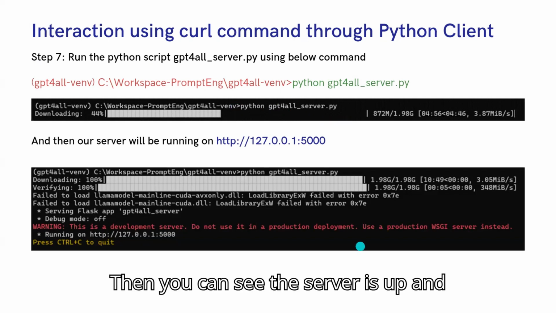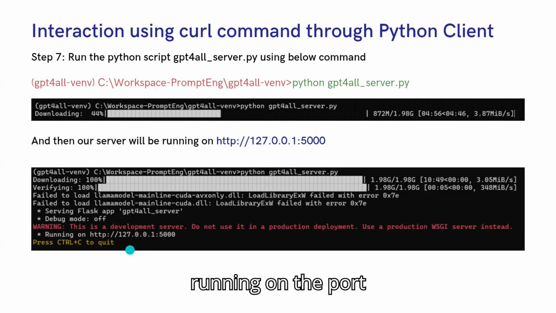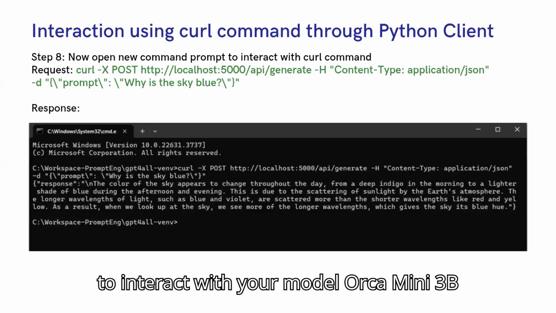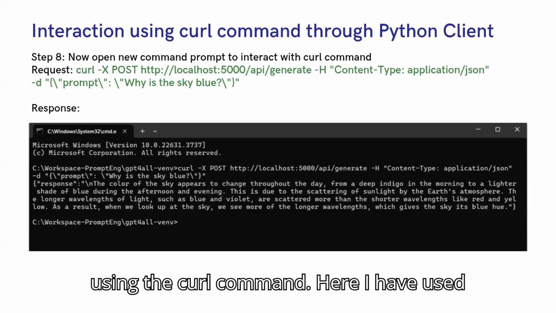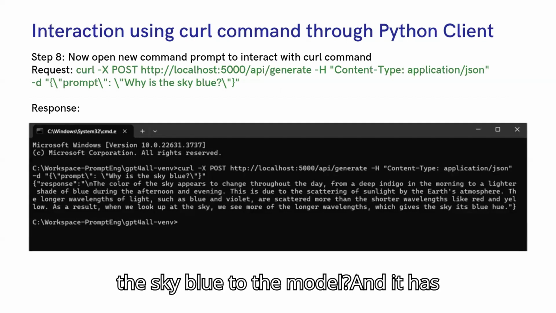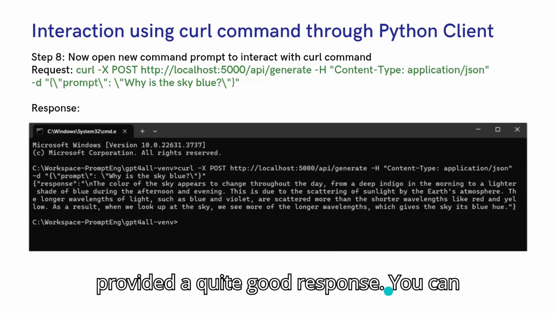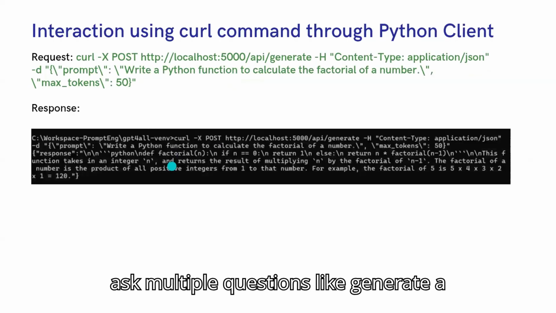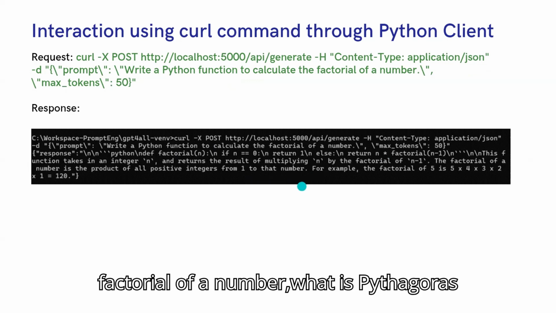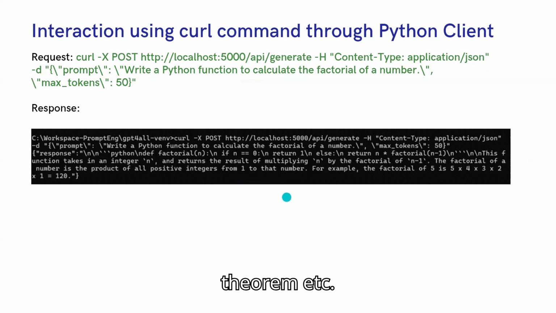Then you can see the server is up and running on port 5000. Now you are ready to interact with your model Orca Mini 3B using the curl command. Here I have used the generate API endpoint to ask the model a question, why is the sky blue, and it has provided a quite good response. You can ask multiple questions like generate a Python function to calculate the factorial of a number, what is the Pythagorean theorem, etc.